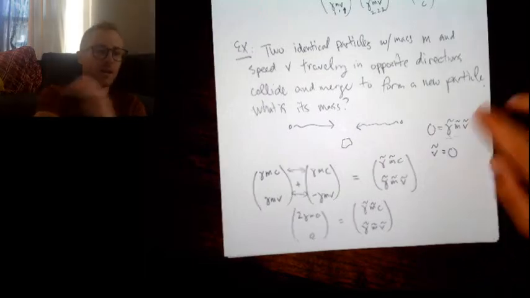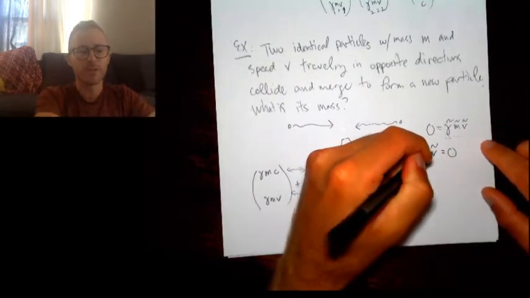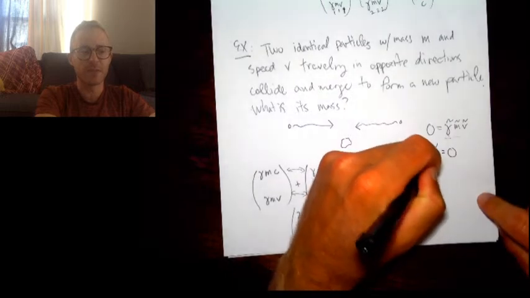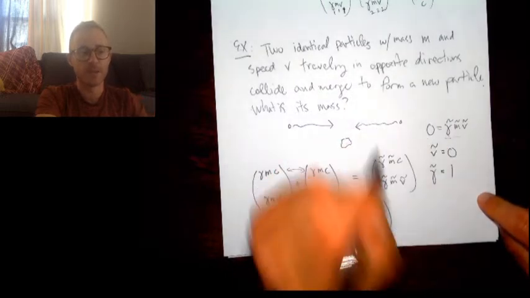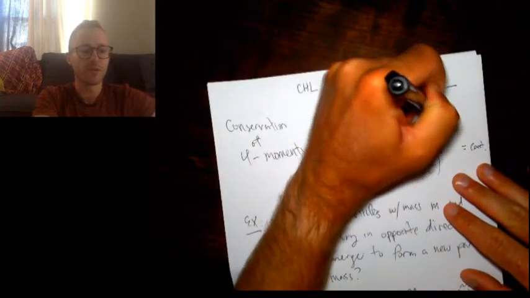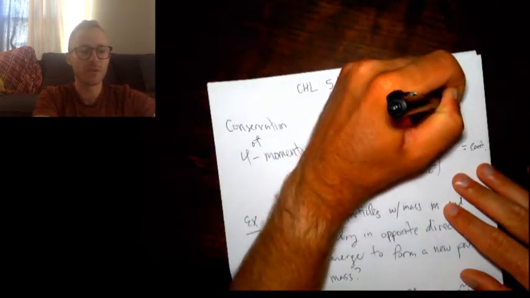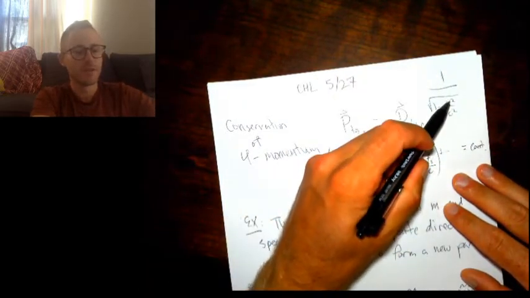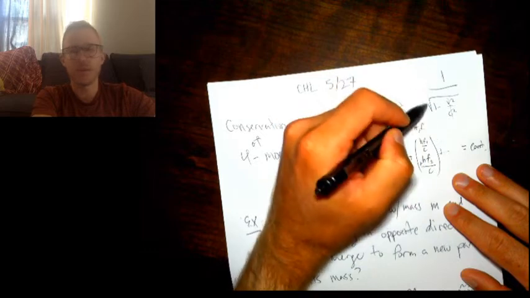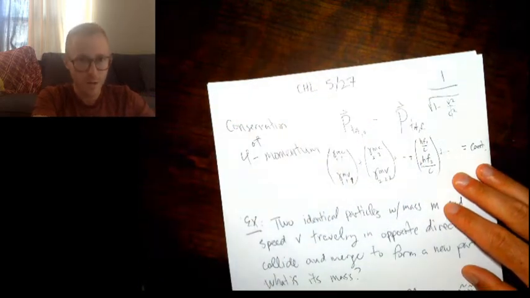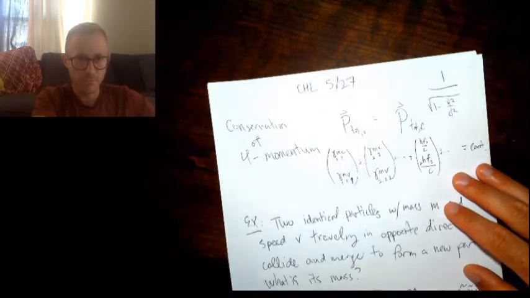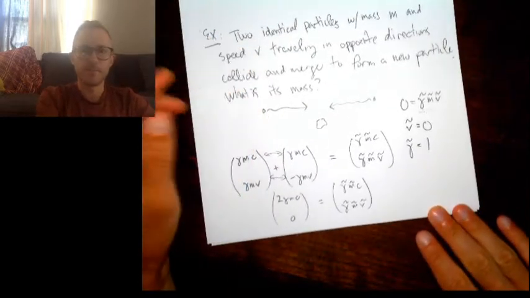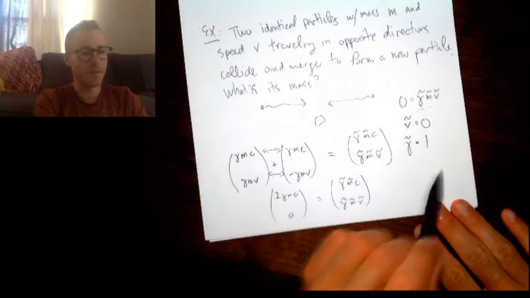Now, in particular, if the velocity is 0, then that means that gamma squiggle is going to be 1. Because remember, the formula for gamma is 1 over the square root of 1 minus v squared over c squared. So if v equals 0, then this term drops out, and the denominator is just the square root of 1, which is 1. So you have 1 over 1. So that's what the bottom equation says.